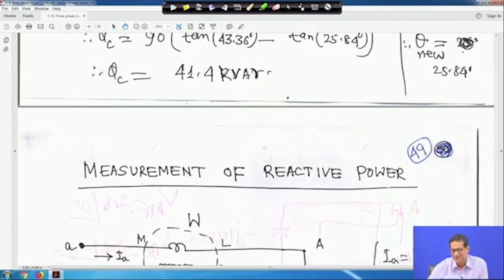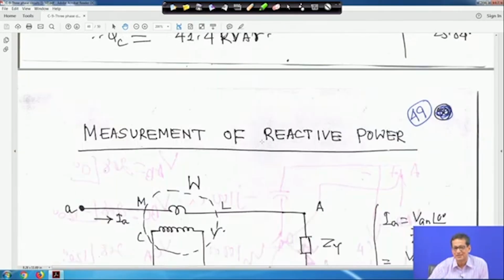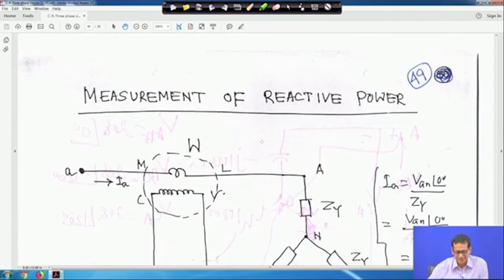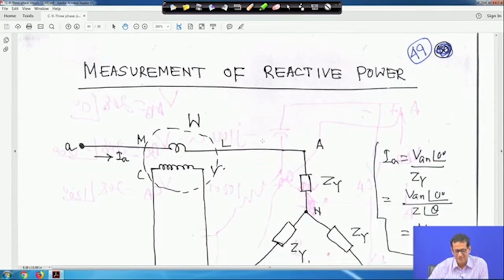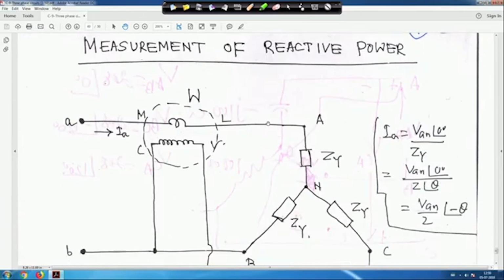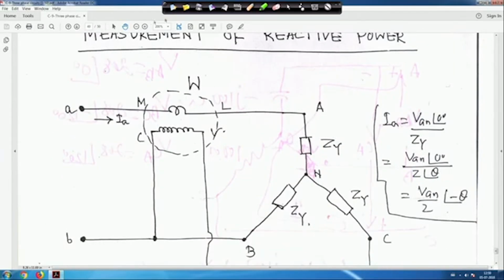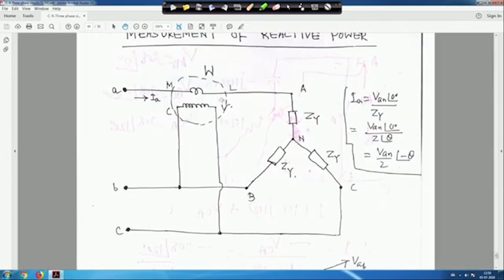Next is the measurement of reactive power using the same wattmeter. I mean, using the same wattmeter you measure the reactive power. In this case, let me reduce the zoom a little bit. Sometimes you will find that the current coil should be put in one phase and the pressure coil should be connected across the other phase.